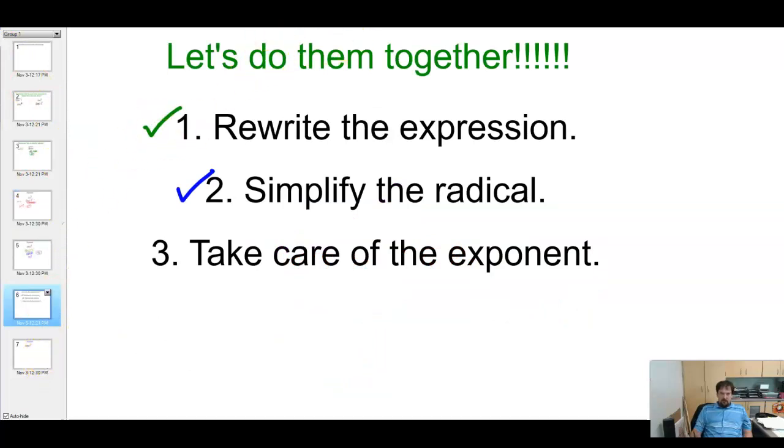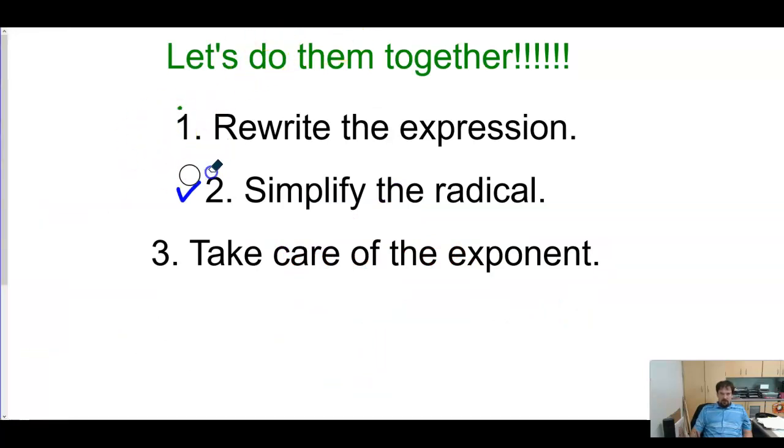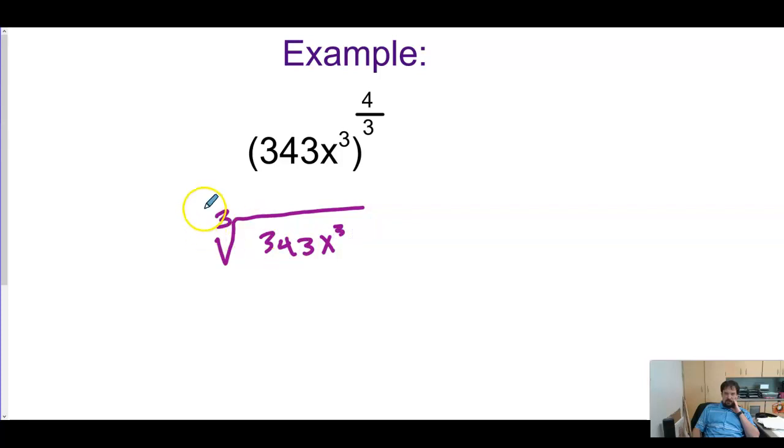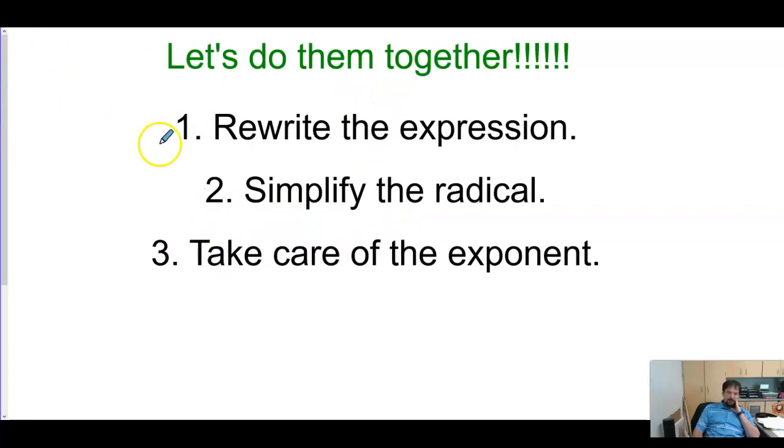Okay, let's do it again. Let's erase my steps. Okay, 343x cubed to the 4/3 power. Alright, so the first thing I have to do is rewrite the expression. So this 3 becomes my cube root. And then the 343x cubed comes down. This all goes to the power of 4. Alright, so I just rewrote the expression.